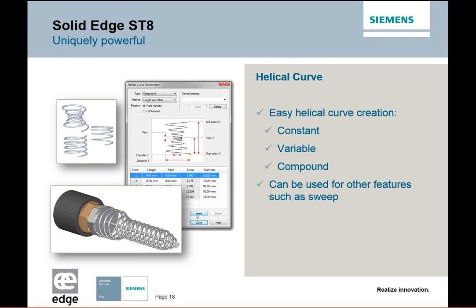As we saw, the helical curve feature gives you the ability to create an almost infinitely variable helix. You can have constant, variable, compound, as we did then, and obviously it can be used to create other features such as sweep.